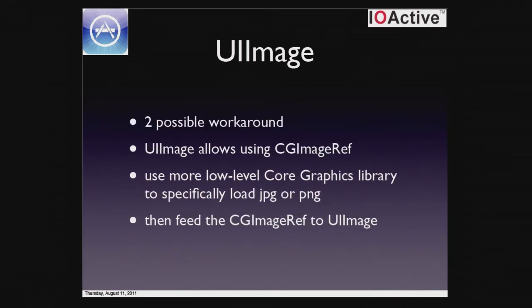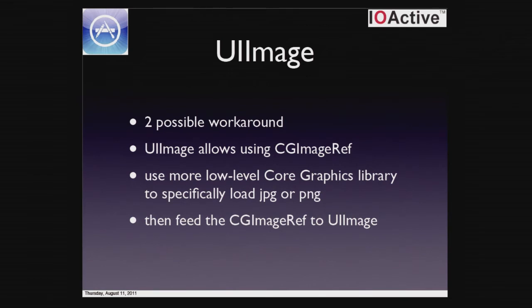There are, however, two workarounds. UIImage basically allows you to either point it to a URL, and it'll go fetch the image and just render it, whatever type it is. Or you can give it a Core Graphics image reference. And if you give it a Core Graphics image reference, it'll just use that one.